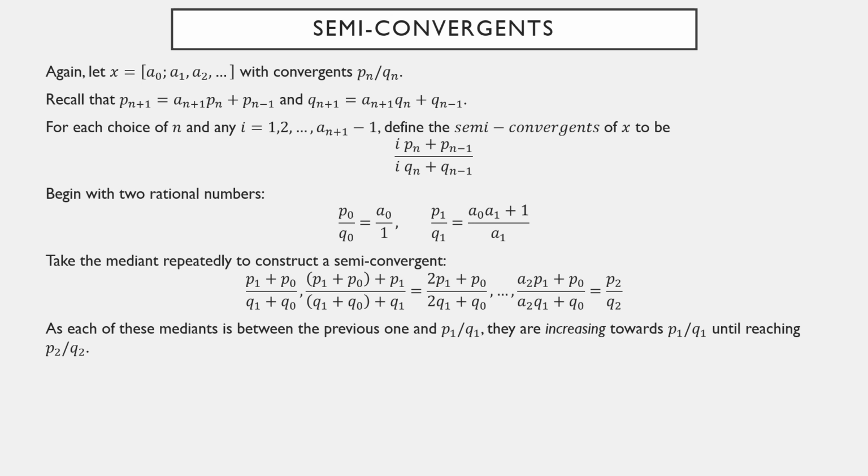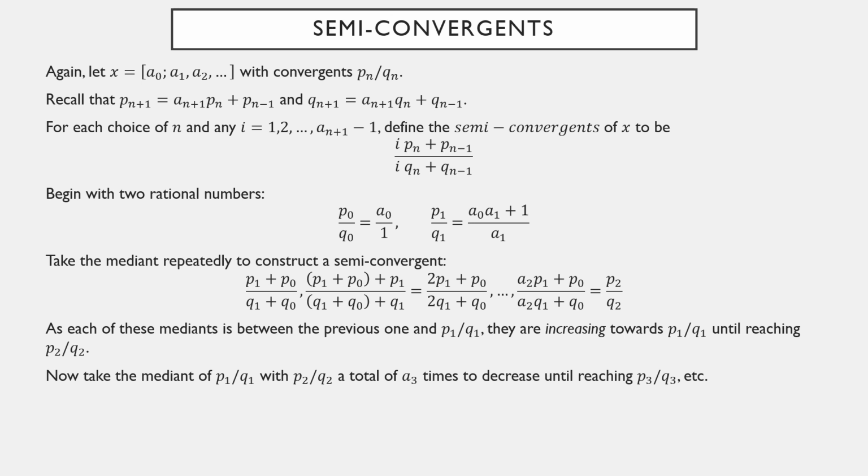So all of these mediants are in between the previous one and p₁/q₁. Okay, so they are increasing towards p₁/q₁. We're starting with p₀/q₀, which is less than x. p₁/q₁ is bigger. The mediant is in between them. Then the next mediant is in between this and p₁/q₁, so it gets a little bit bigger. The next mediant is in between these two, so it gets a little bit bigger, and so forth, until you manage to construct the next actual convergent, p₂/q₂.